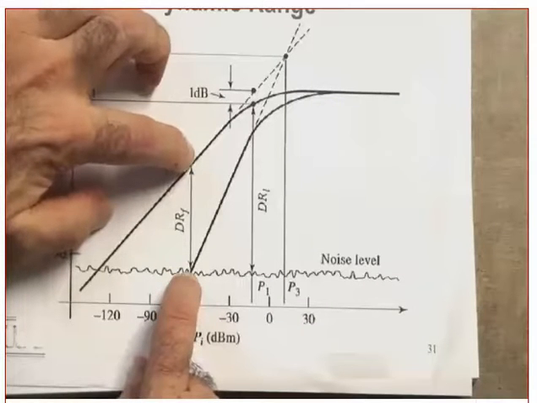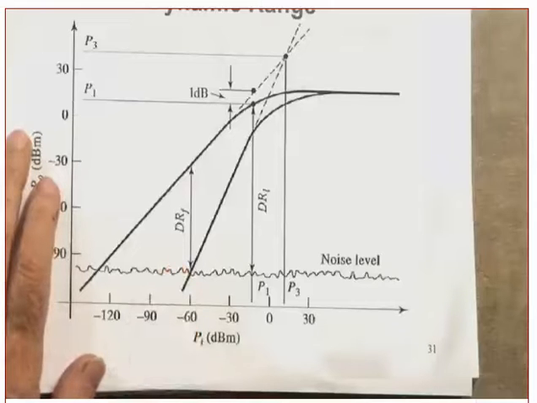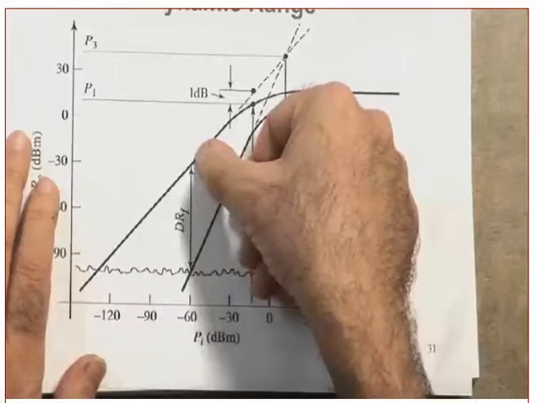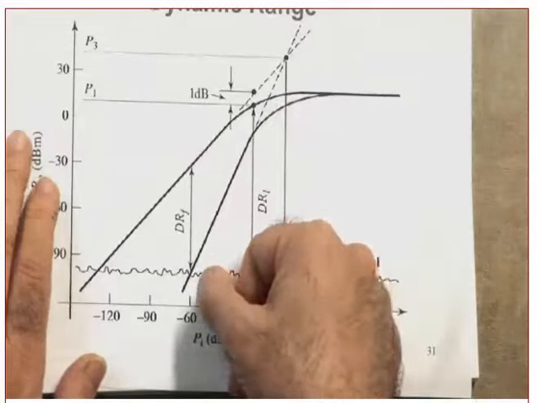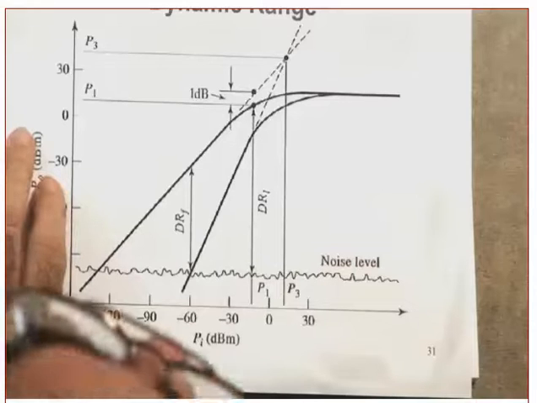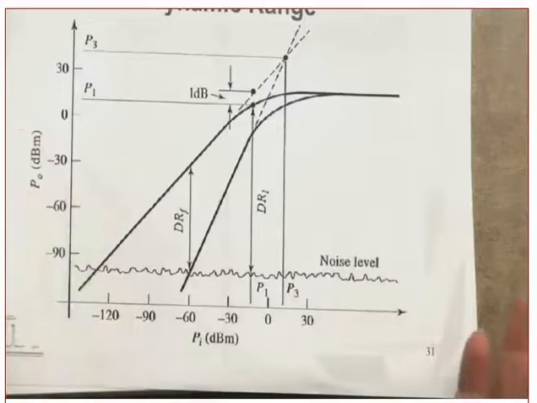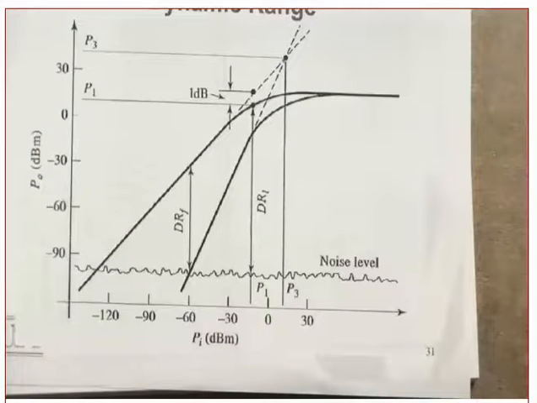The spurious free dynamic range is from here to here. Did you get my point or not? Yes or no? Which is the difference between the fundamental power and the power at which the third order intermodulation becomes the same as the noise power. We still need to figure out how we calculate the noise power. We'll get to that in a minute. Did you get this or not?